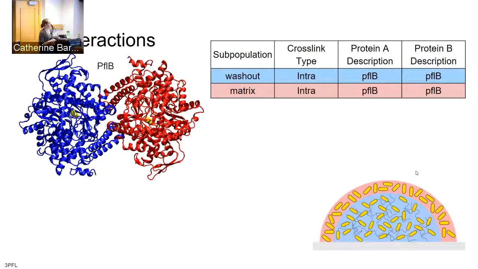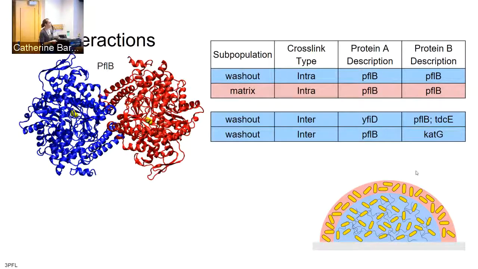And just to bring this little diagram back, we saw intra-dimer crosslinks in both the matrix fraction and the washout subpopulation. So that part was everywhere. But the interesting part is that we also saw interactions between YFID and CatG, but only in the washout. So we're already seeing differential crosslinks even in our preliminary data. And so we want to investigate those and see what those quaternary structures actually look like.